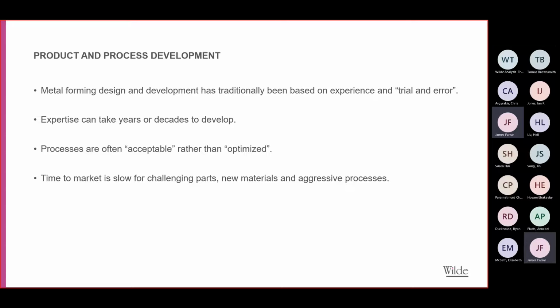And often existing or legacy processes and products might be acceptable in production as we change material due to regulation changes or supplier issues. Those acceptable processes can be maybe not ideal, and they're certainly not optimized. And when you're bringing new products to market for challenging parts using new materials and aggressive processes, these old techniques of trial and error are really non-competitive in today's market.